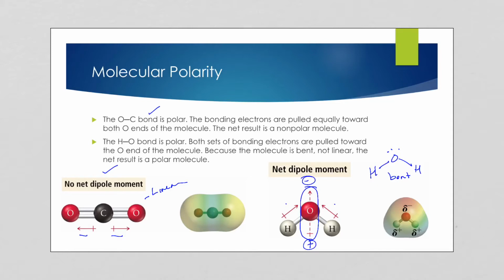And again, so what do you think? The geometry becomes important here. We have linear versus bent. The linear molecule is nonpolar, the bent molecule is polar.